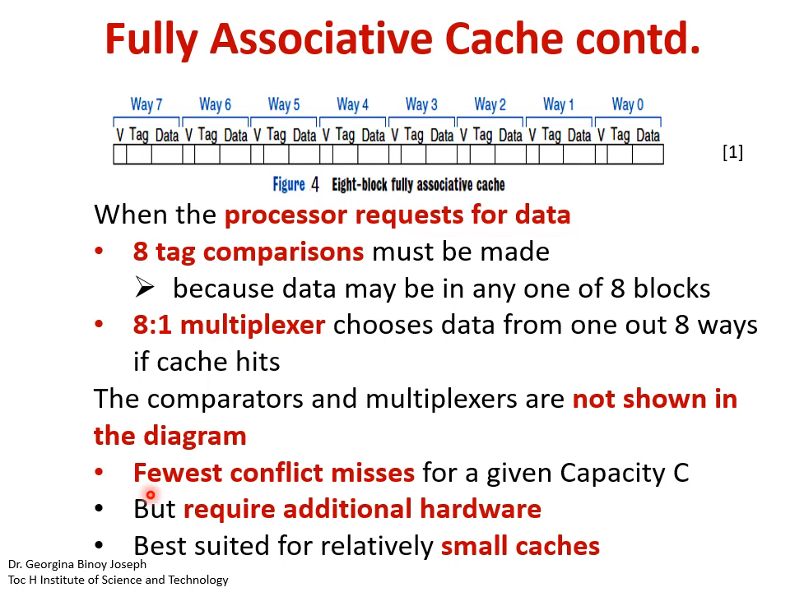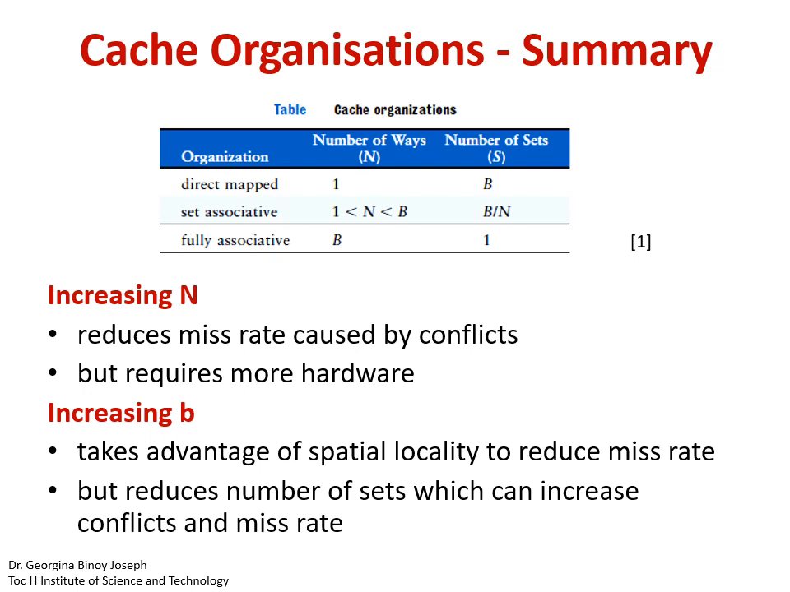But we can see that because it is fully associative, it has the fewest conflict misses. Cache conflict is the lowest. But the disadvantage is that it requires additional hardware and is best suited for relatively small caches. So as a summary of cache organization, the number of ways in a direct map cache is 1. The number of sets is B. In a set associative or n-way set associative cache, we have n which is greater than 1 but less than B, and the number of sets is B by n. And in a fully associative cache, the number of ways is B and the number of sets is 1.